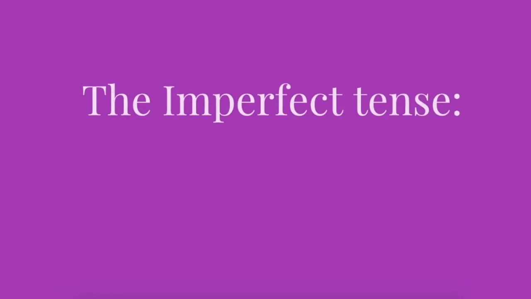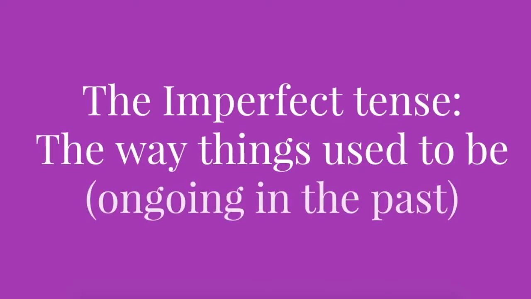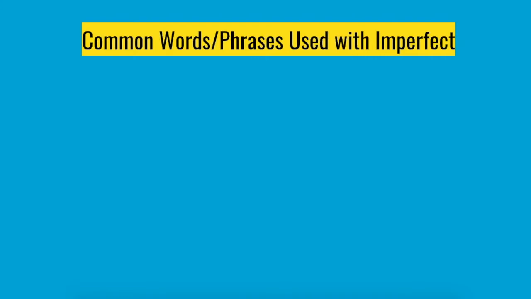The imperfect tense is used to talk about the way things used to be. We use this when we're speaking about ongoing events in the past. Some common words and phrases that we use with the imperfect tense include siempre, which means always, nunca, which means never, muchas veces, which means many times or can mean often, todos los días, which means all the days or every day.